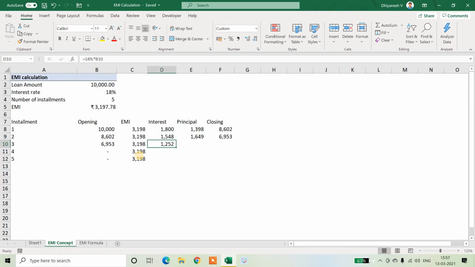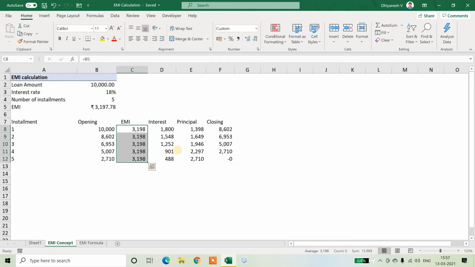And again, interest will be applied on the opening balance, principal will be the balancing figure, and you should arrive at the closing balance. So this is how the EMI amount will be calculated, and at the end of the fifth installment you see zero closing balance in your principal. So this is how interest is also covered over the period and principal is also covered over the period through the equated monthly installments.